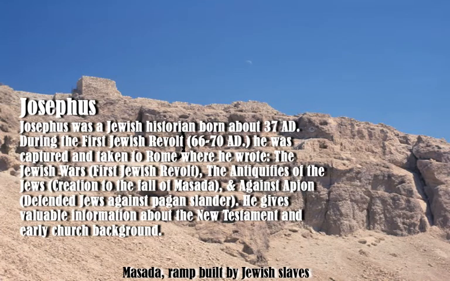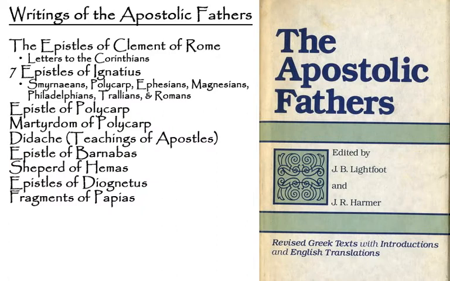A key writer, a key person at this time, was Josephus. He was a Jewish historian born about 37 A.D. During the first Jewish revolt, which was from 66 to 70 A.D., he was captured and taken to Rome, where he wrote the Jewish Wars about the first Jewish revolt, the Antiquities of the Jews from the creation to the fall at Masada, and Against Apion, who defended Jews against pagan slander. He gives valuable information about the New Testament and early church background.